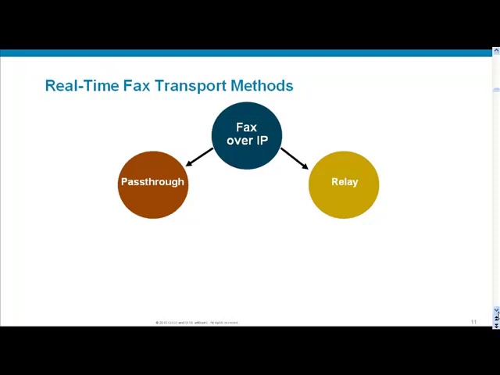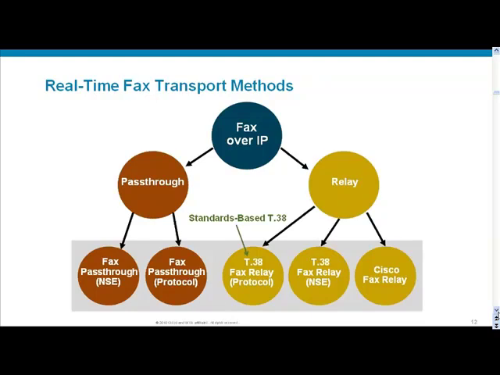But looking at fax over IP as a whole, you have these two subcategories, pass-through and relay. And this seems pretty basic, pretty simple. Pass-through basically uses a voice codec, G.711, to transport the fax information, whereas relay uses a process of demodulation and remodulation to transport the fax information. And we'll look at that in a little more detail. What gets confusing about fax over IP from here is that pass-through and relay can then be broken down even further into very specific transport mechanisms.